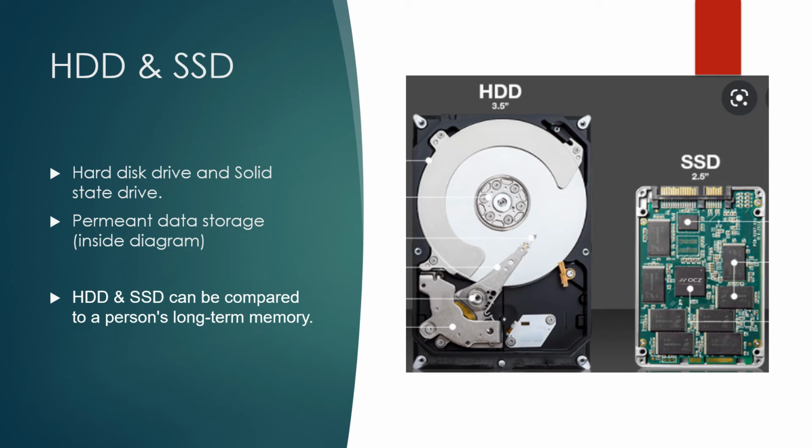Hard disk drive and solid state drive. It's permanent data storage. You can see the inside diagram of the hard disk drive and SSD on the right side. Hard disk drive and SSD can be compared to a person having long-term memory. If you're saving any document, it would be stored in the hard disk drive or SSD. It depends on your secondary memory choice.